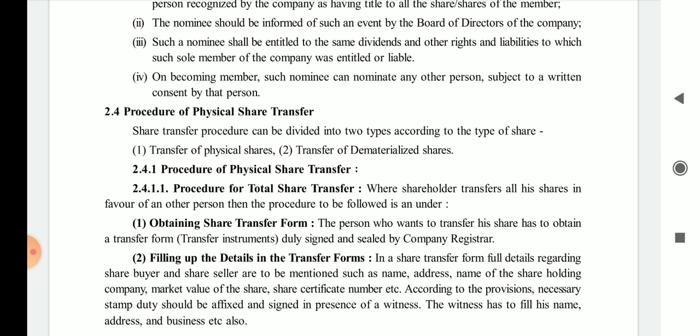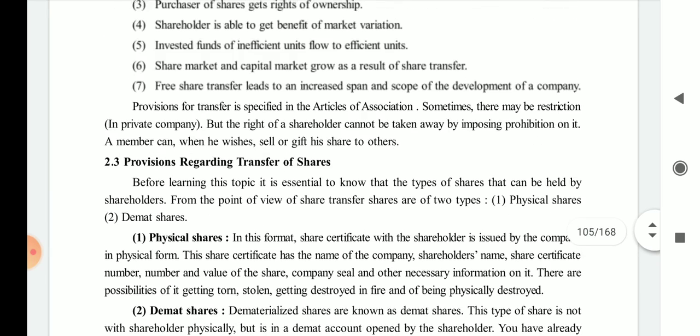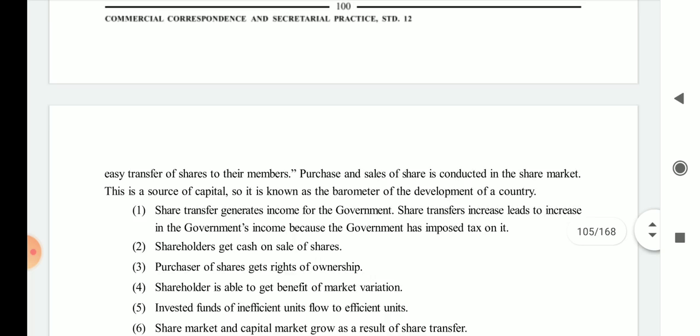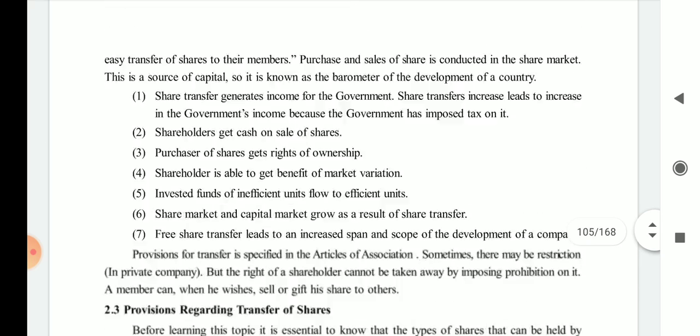And in the previous lecture we have learned about the physical transfer of the shares, as well as the provisions regarding the transfer of shares, and some important topics regarding the share transfer.